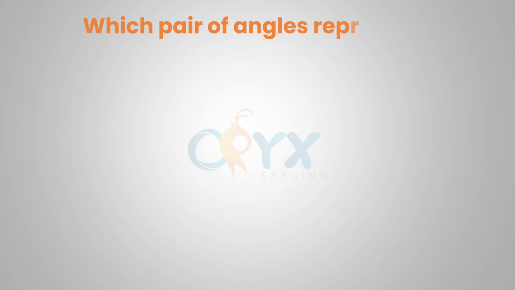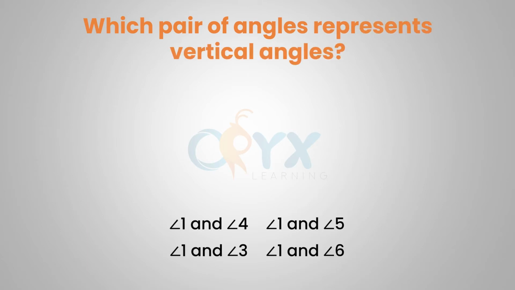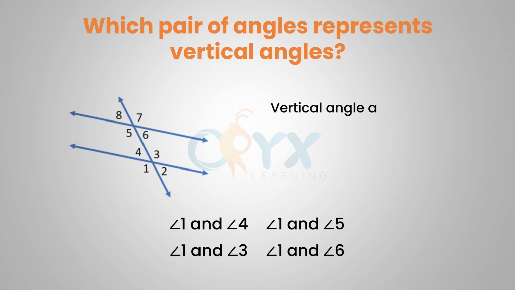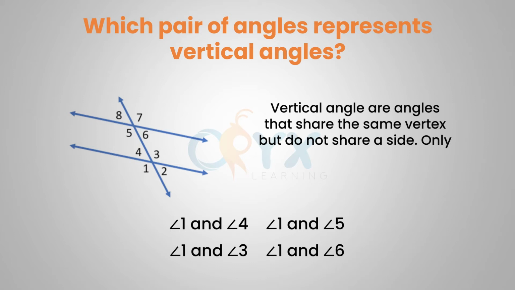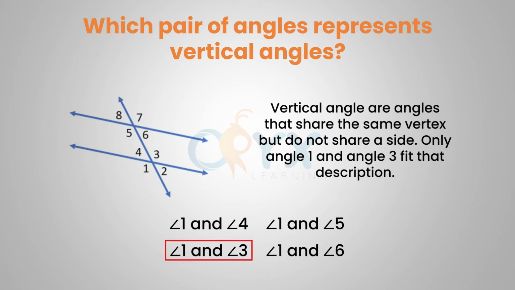Which pair of angles represents vertical angles? As we know, vertical angles are angles that share the same vertex but do not share a side. Only angle 1 and 3 fit that description from the angle pairs that are listed. So angle 1 and angle 3 are vertical angles.